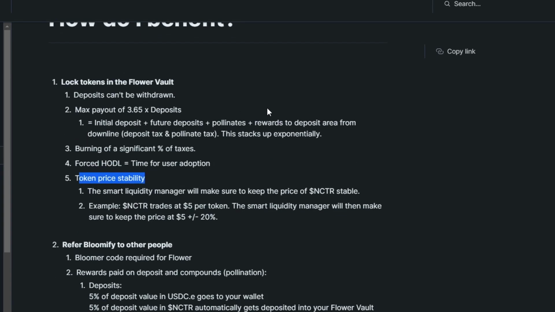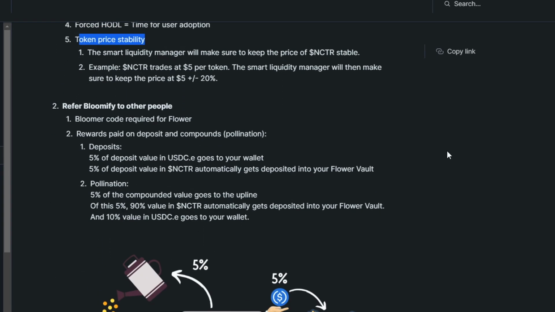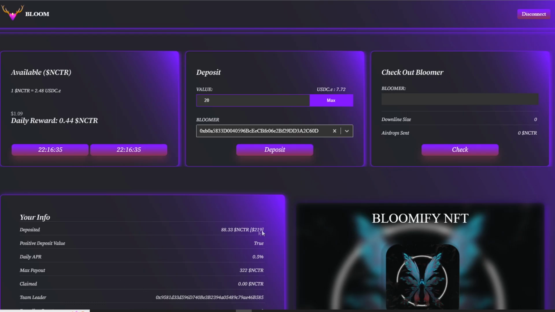Now, if we continue on and we talk about the referral and how that aspect of the project works, let's say you guys were to use my wallet address in order to deposit. Well, basically 5% of your deposit would be deposited in USDC in the referrer's wallet, and in that case it would be my wallet, as well as 5% of your deposit value would be in Nectar in the Flower Vault. So this value would also increase every time someone would sign up or deposit with my wallet address.